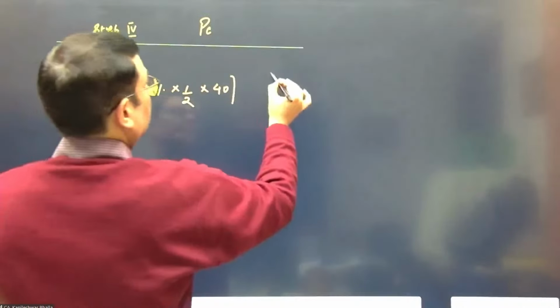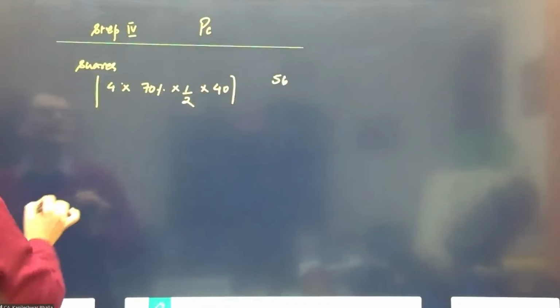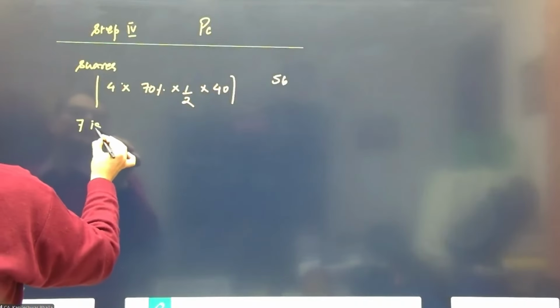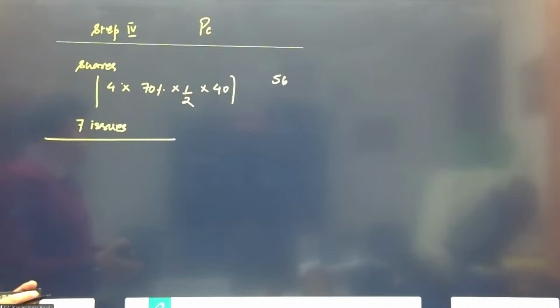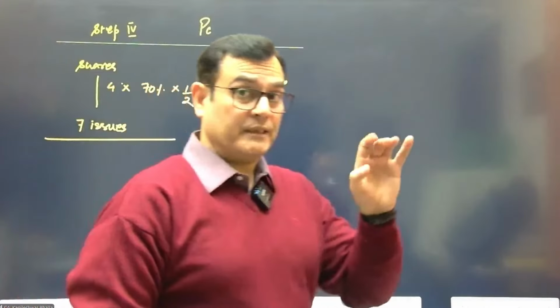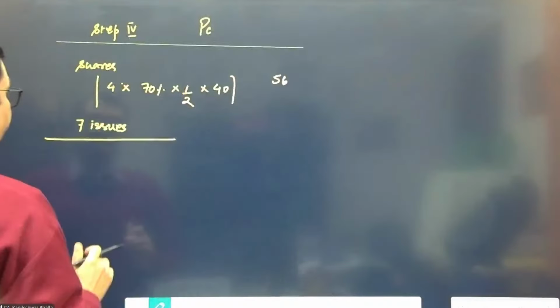56 lakhs. That's right, it is 56 lakh. Then I think I'll take a list of all the 7 issues. We'll see if it is applicable. We'll keep taking it. But let's take a recap in terms of all the 7 issues, and then we'll start fitting them in between.